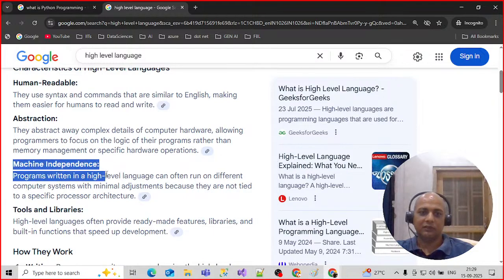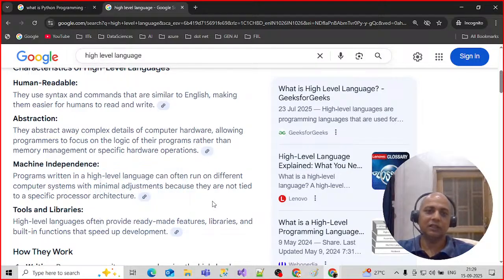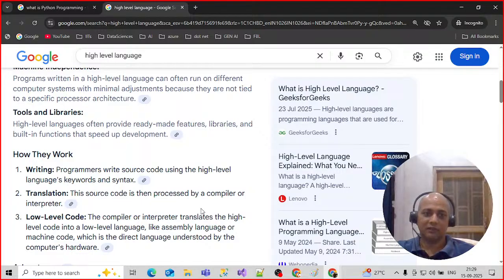Machine independent means a program written in a high level language can be executed on different machines, different platforms, different operating systems. Platform means different operating system. Today, if we write a Python program on a Windows machine, it can also be executed on a Linux machine, on Ubuntu, and on Mac operating system. So, machine independent, correct? And various rich tools and libraries are available. You can create graphs, colorful designs, so many things are available.